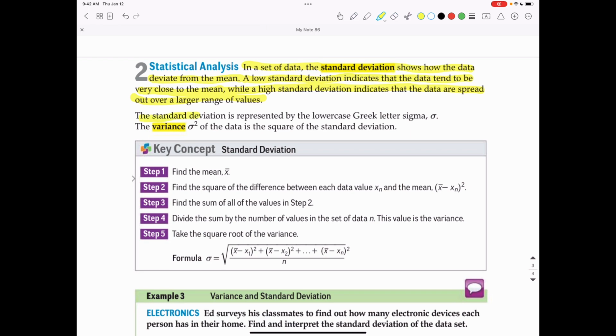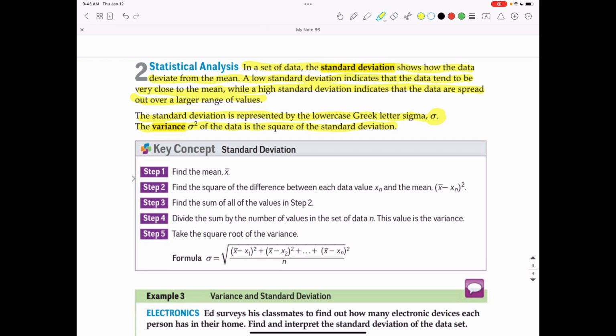The standard deviation is represented by the lowercase Greek letter sigma, and that is what a lowercase sigma looks like. It almost looks like a cursive O that you may have written in elementary school. The variance, sigma squared of the data, is the square of the standard deviation. You actually find the variance before you find the standard deviation in the way that we're going to find it. You can see the process looks pretty involved, especially when you look at that formula, but we're going to break it down into simpler pieces.